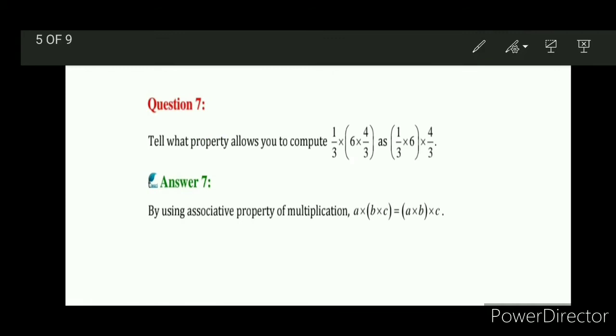Question number 7. Tell what property allows you to compute 1 by 3 into 6 into 4 by 3 as 1 by 3 into 6 into 4 by 3. It means in this type of manner, which property are we having? So we know that it is associative property of multiplication, right? You write that general form. It is the answer. Copy down.